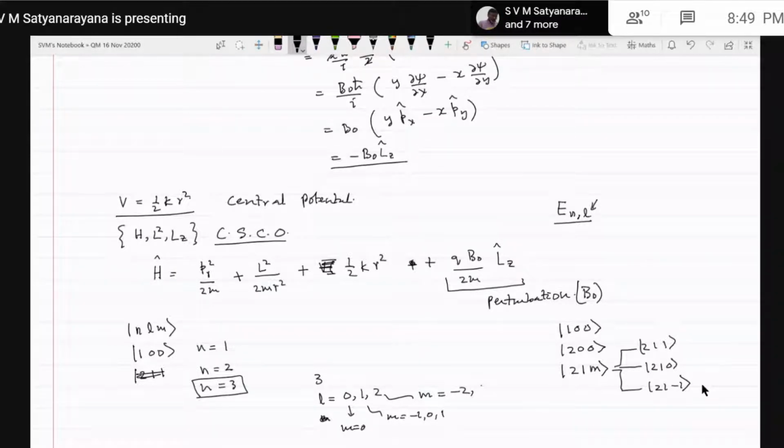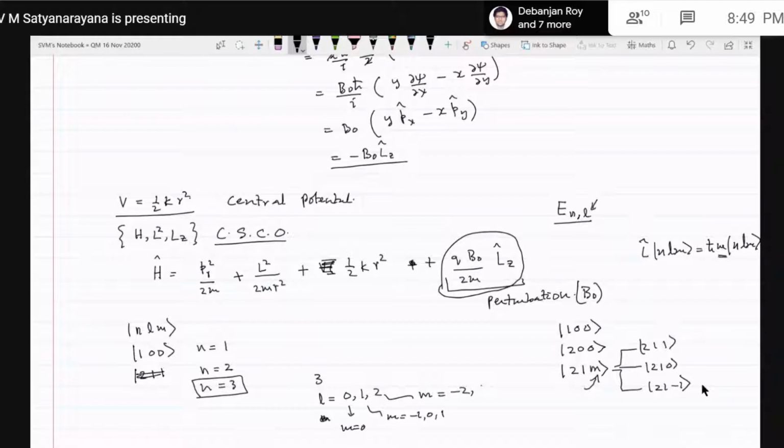Now you can see that for this central potential, without this perturbation, the energy levels don't depend on m. But this perturbation is going to be Lz. So Lz operating on this n l m is going to be equal to h bar m into n l m. That means it will depend on m, so each one of these will have a different energy. Earlier the degeneracy was 3, now the degeneracy gets lifted. So the answer is 3.